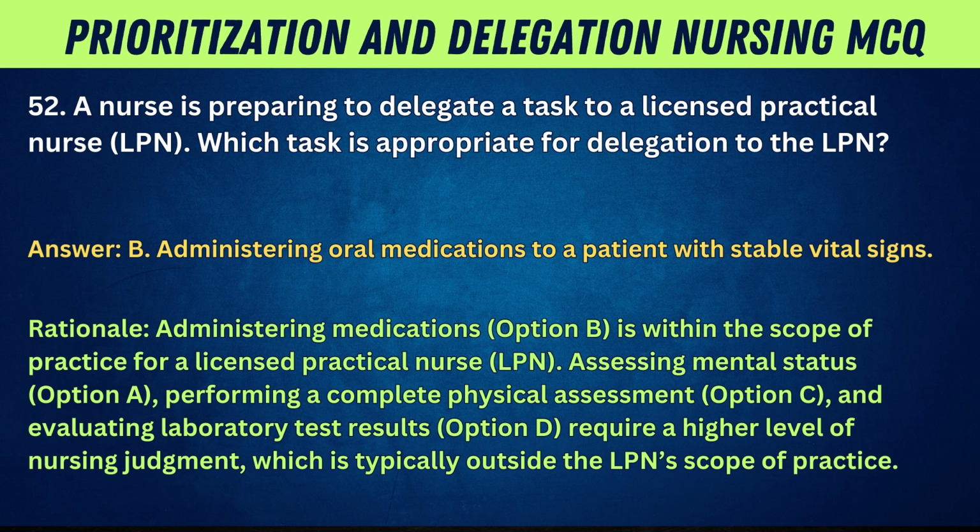Rationale. Administering medications, option B, is within the scope of practice for a licensed practical nurse, LPN. Assessing mental status, option A, performing a complete physical assessment, option C, and evaluating laboratory test results, option D, require a higher level of nursing judgment, which is typically outside the LPN's scope of practice.